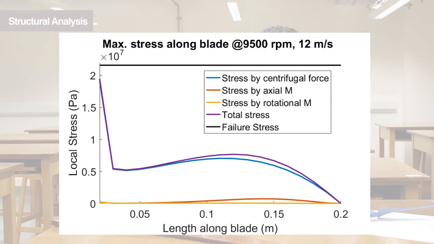It was found that the turbine could handle up to 9,500 RPM before reaching its failure stress of 21.6 MPa at its root. This would be largely above the maximum RPM the turbine would experience, even against a 12 meters per second wind speed with no hysteresis brake applied.